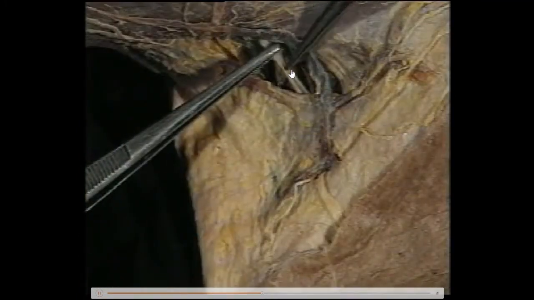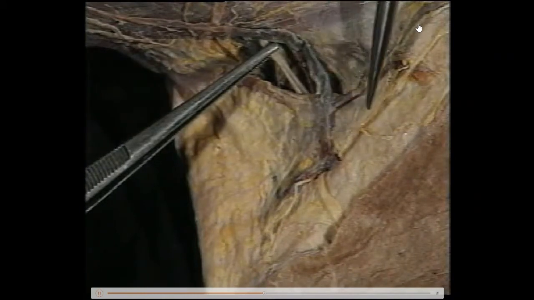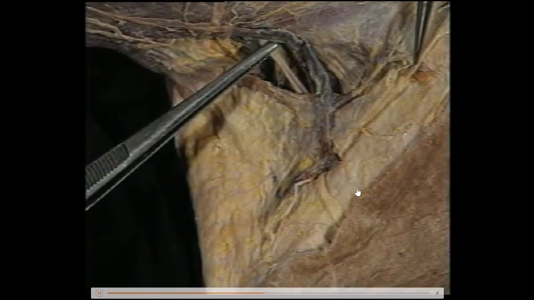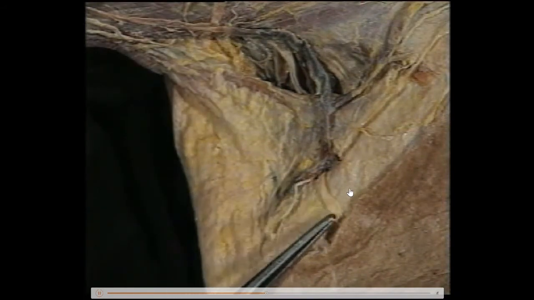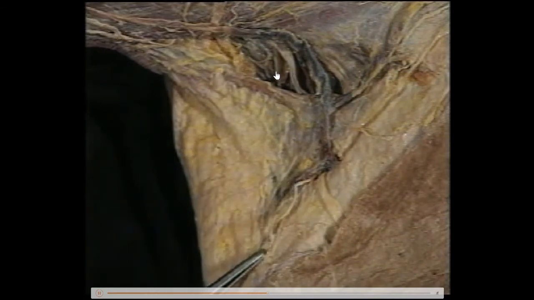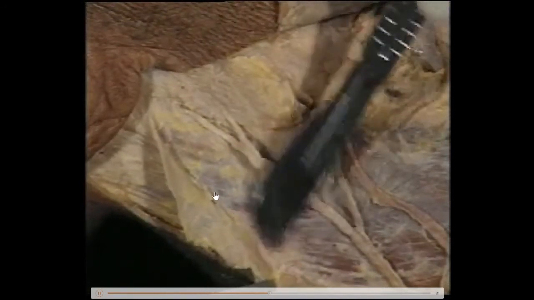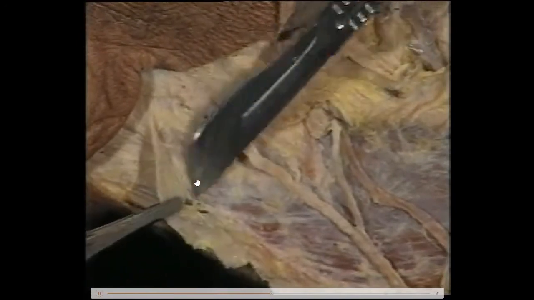Supraclavicular nerve, skin of the root of the neck and the upper part of the thorax. There are 4 cutaneous nerve branches from the cervical plexus. Now, look at this: remove the superficial fascia.